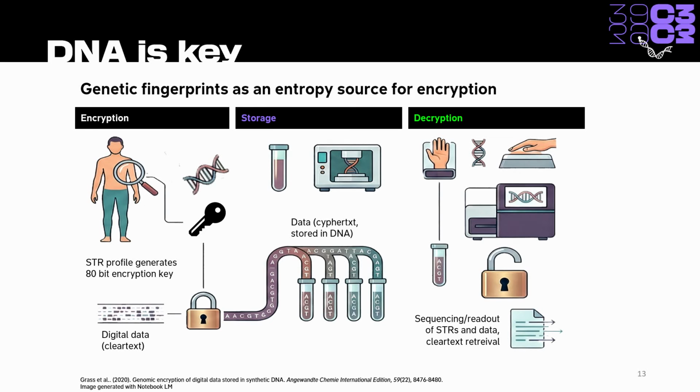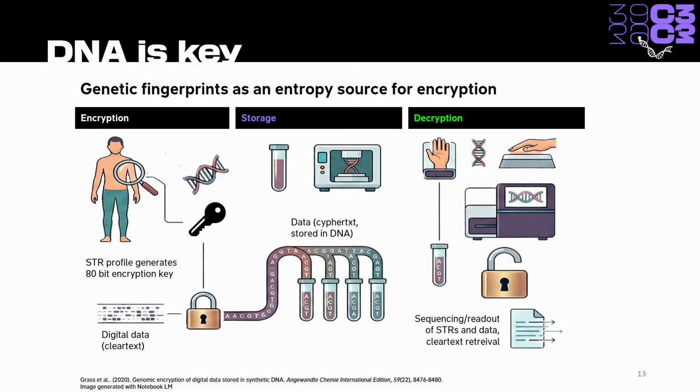And ever since, many more projects have been implemented. I want to introduce you to just one more here, which I think is pretty interesting because it combines biometric data with synthetic DNA. What they did here was read a person's STR profile. So this is a highly variable region in the genome, which is very individual to each and every person. And from that, entropy can be extracted to generate an 80-bit encryption key. And this key was then used to encode ciphertext, which was then stored in DNA.